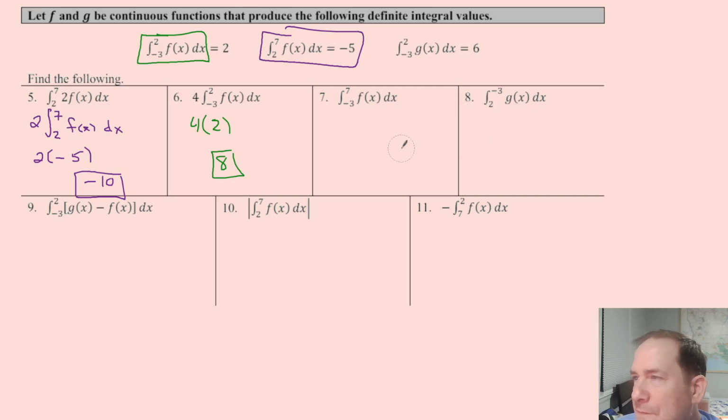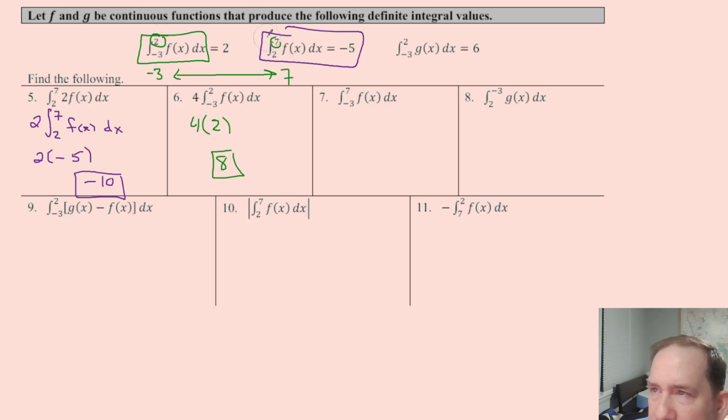All right, what about 7? 7 wants to run all the way from -3 to 7, which you might notice that this guy starts at -3 and this guy ends at 7. And these intervals don't overlap at all because this guy stops at 2, this guy starts at 2. So these are adjacent intervals, which means I can definitely solve for the value of this integral by breaking it down into 2 integrals. One that starts at -3 and stops at 2 of f of x dx. And the other integral starts at 2 and goes all the way to 7, and that's f of x dx.